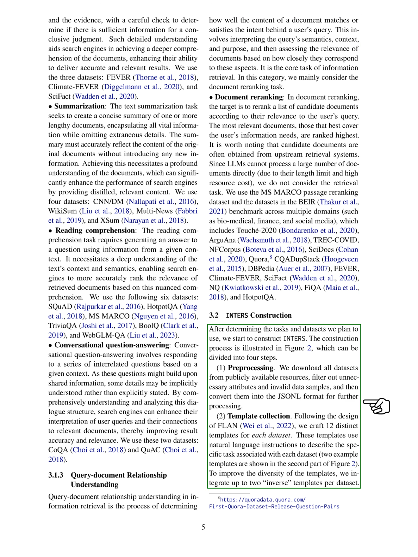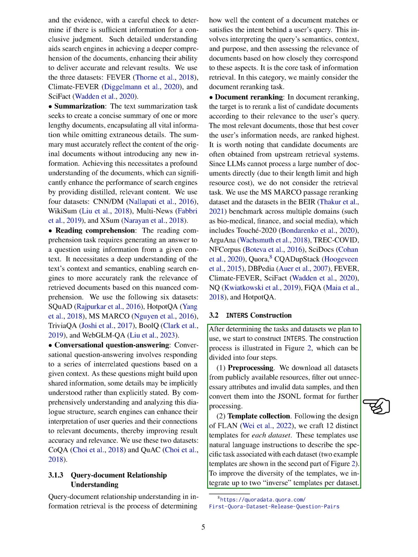After determining the tasks and datasets we plan to use, we start to construct INTERS. The construction process can be divided into 4 steps. 1. Pre-processing. We download all datasets from publicly available resources, filter out unnecessary attributes and invalid data samples, and then convert them into the JSONL format for further processing.